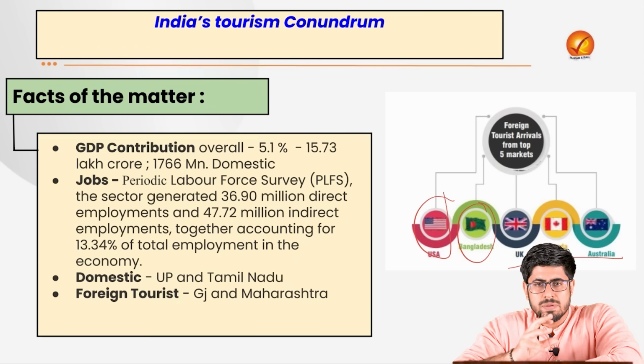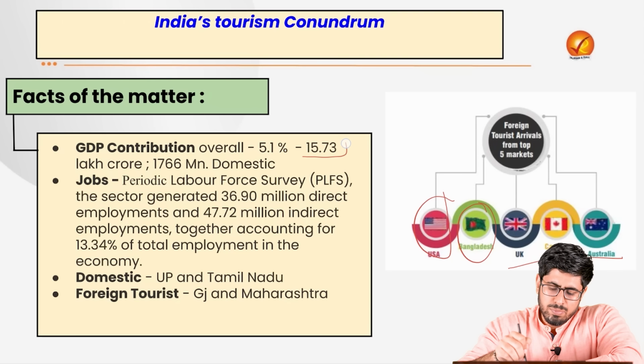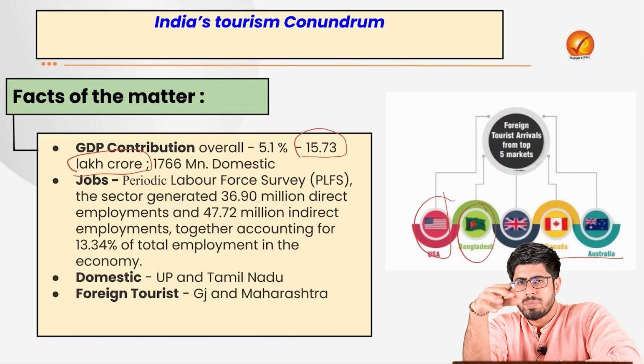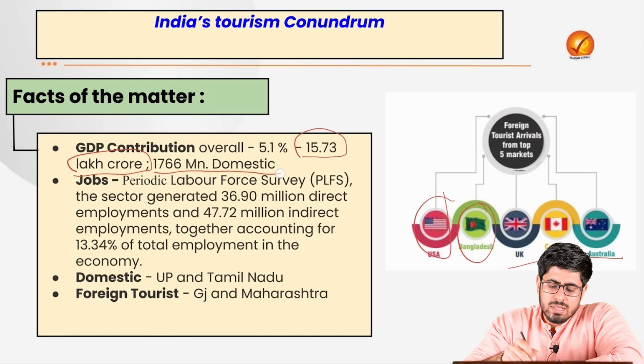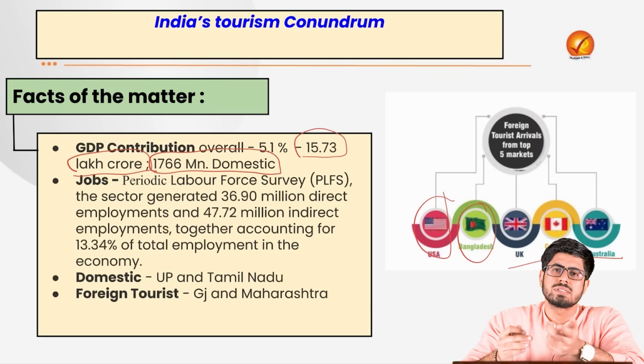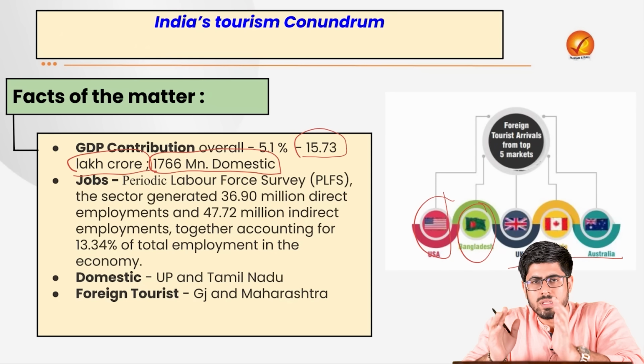But if we see the GDP contribution, as per the government report, at least 15.73 lakh crore rupees is the total tourism revenue generated from the tourism industry in India. But why is this number so huge? This is so huge because they are now covering the domestic tourists also. The people who are living in India, moving to another state of India, are now counted as tourists. If they would be counted, the number would be very huge.